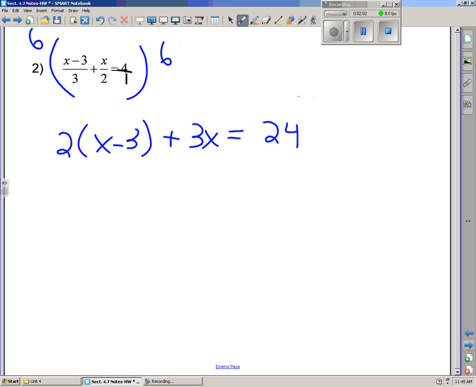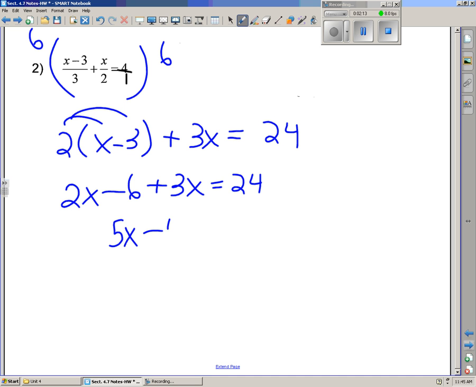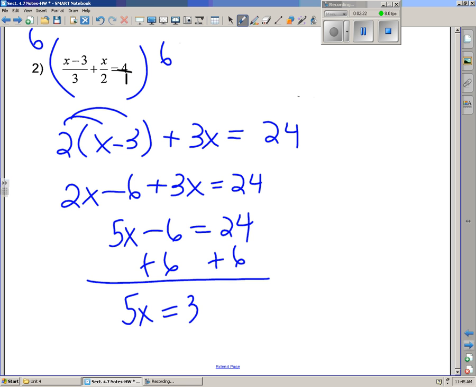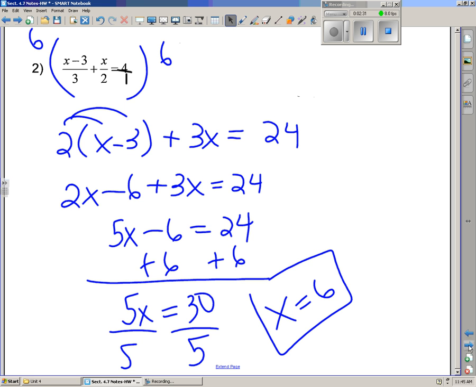Well, you're going to have to distribute on that first part, which becomes 2x minus 6 plus 3x equal to 24. The x's on the left combine to 5x minus 6 equal to 24. Add 6 to both sides. 5x equals 30. Divide both sides by 5. And x equals 6. Once again, there's no need to worry about extraneous solutions because no denominator has a variable.